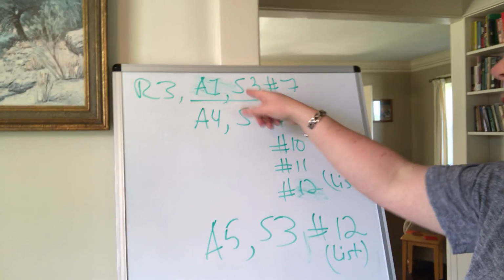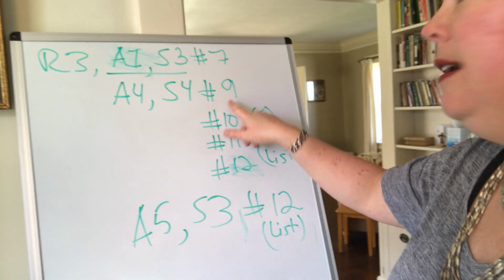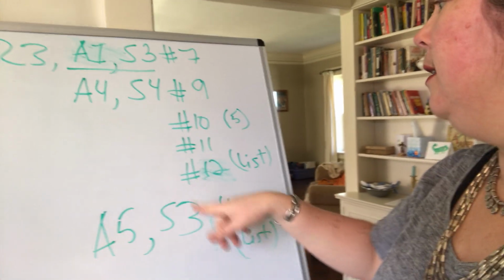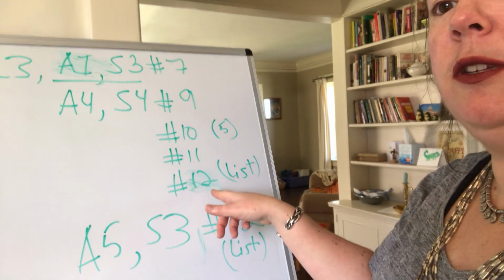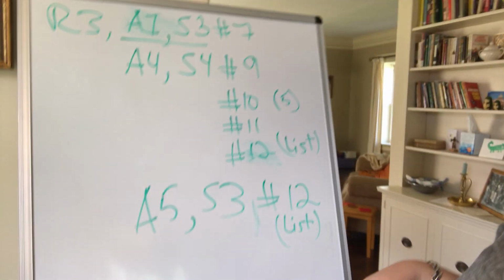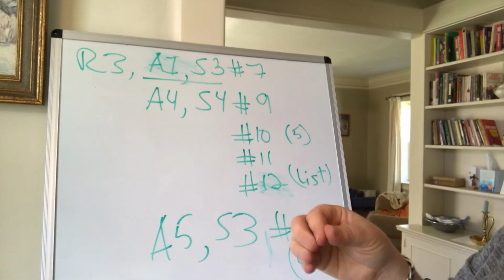Richard III, Act 1, Scene 3, number 7 question. Act 4, Scene 4, number 9. Act 4, Scene 4, number 10. A list of all 5 things, please. Act 4, Scene 4, number 11. Act 4, Scene number 12, another list. Act 5, Scene 3, number 12. These are your questions. Please do them all. Please write the question and the answer and type them and send them to me.